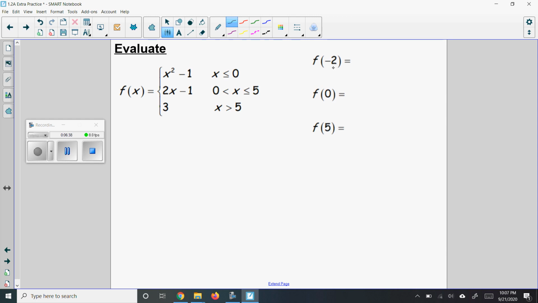Okay, if x is -2, we're going to use this chunk. So -2 squared minus 1, that's 3. If x is 0, we're going to use this chunk again. So that's going to be -1. And if x is 5, we're going to use this chunk, which is 9.